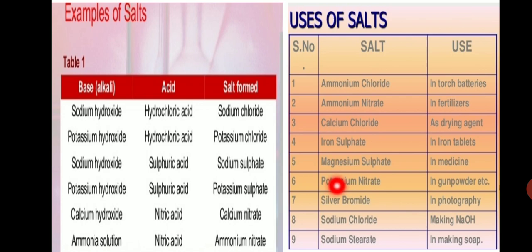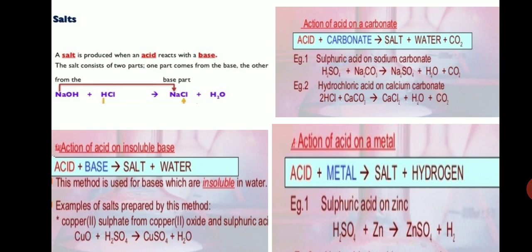Potassium nitrate is used in gunpowder. Silver bromide and silver chloride, which we studied in the first chapter, are used in photography. And sodium stearate is also a salt, which we will study later in carbon compounds, and it is used in making soaps. So these are some of the salts. Let us look at how these salts are formed.